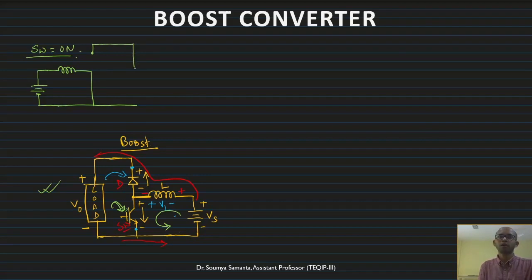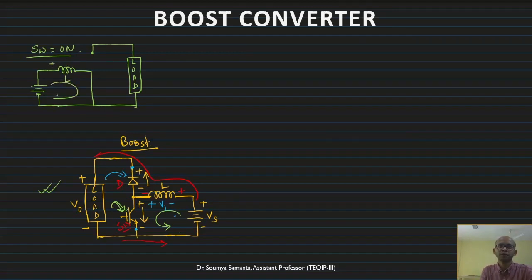Now here the load is connected. To get a constant voltage, we generally connect a capacitor across this load. For the time being, I am not considering it. Later on, I will consider it in the analysis. So this is L. This is what will happen.